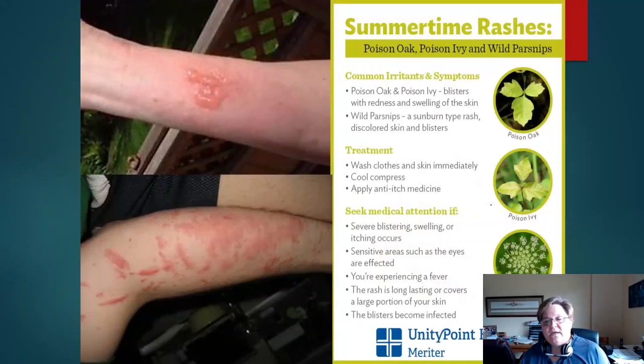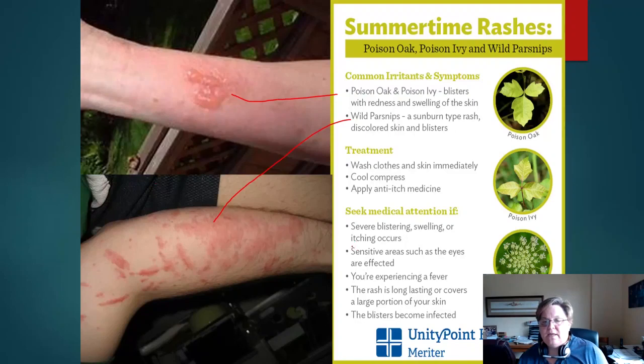Here's one of our type 4 reactions for summertime rashes, poison ivy. Lots of different things we can do. Poison ivy, poison oak, and wild parsnips can all cause these. You have to have been exposed to them before and have an allergy to it before you'll get this type of reaction. The poison oak and poison ivy cause blisters and redness, while wild parsnips is going to cause more of a sunburn type rash, discolored skin. It could have blisters, but they're typically smaller.